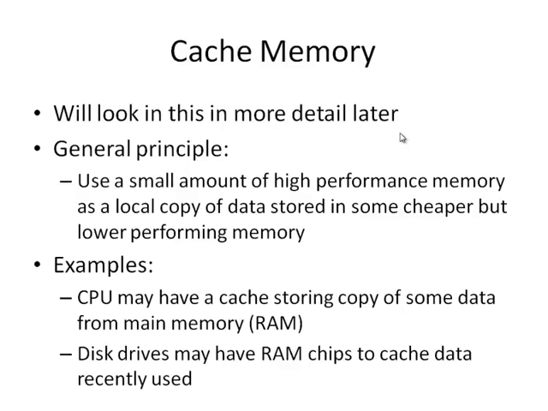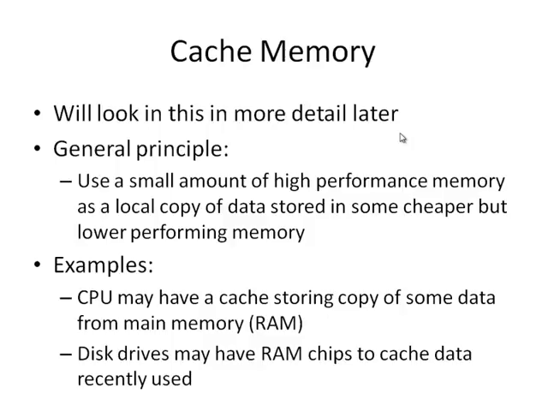We also have cache memory, and we cover this elsewhere in the course, but the general principle for cache is that a small amount of high performance memory can act as a local copy of some data that's stored in a cheaper but slower memory form. So for example, most CPUs have a cache that store some of the program data from main memory. And that allows the CPU to operate on that memory at full speed and only needs to slow down when it needs to get another chunk of data from main memory.